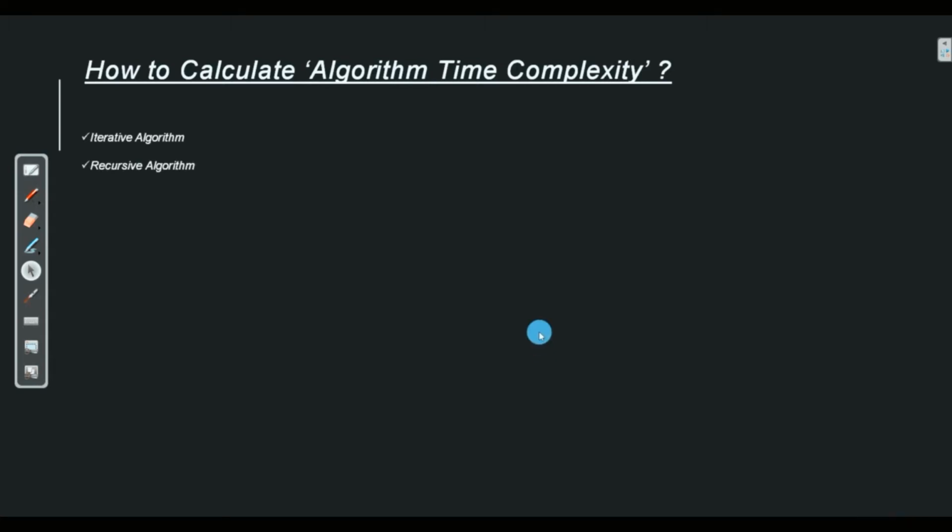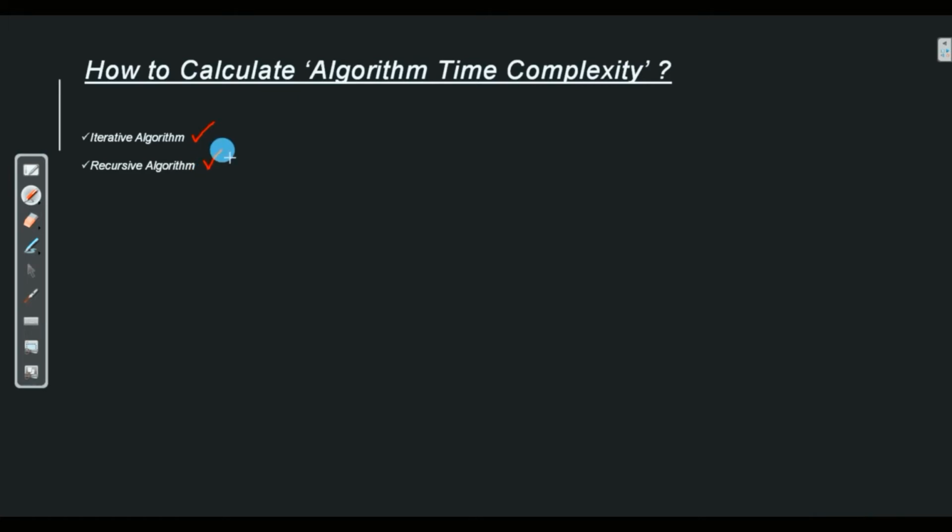So as we have seen in our introductory video, there are two types of algorithm. So we will take two examples. One is an algorithm which is iterative, and then we'll take one more example of an algorithm which is recursive. Finding the time complexity of an iterative algorithm is very simple. So we'll take that first and then we'll deep dive into recursive algorithms.